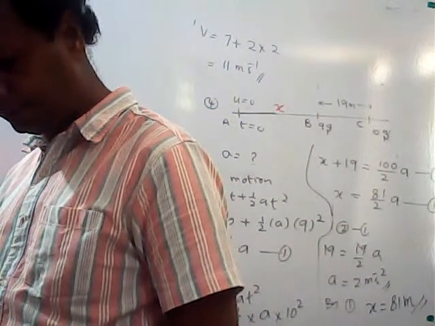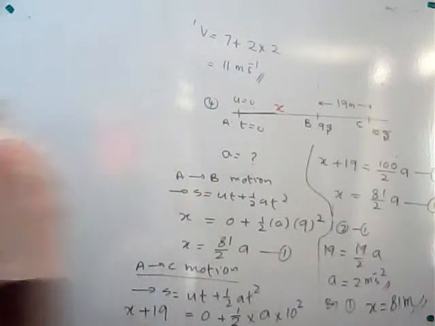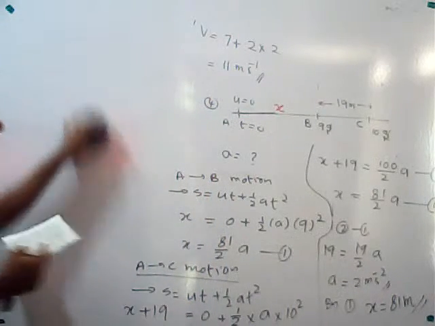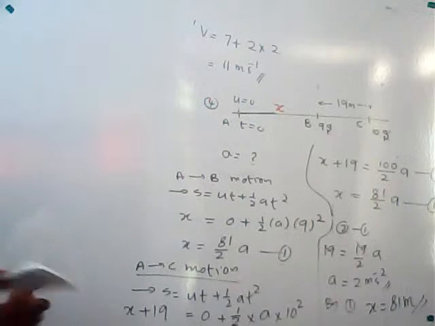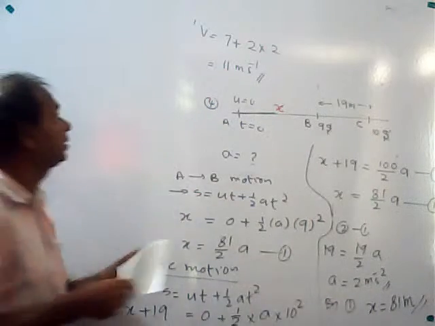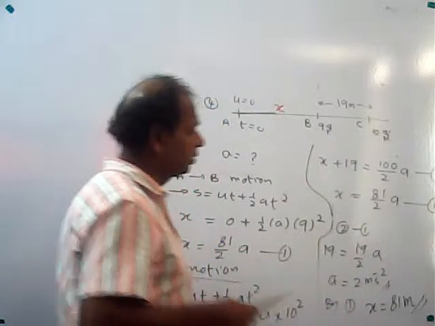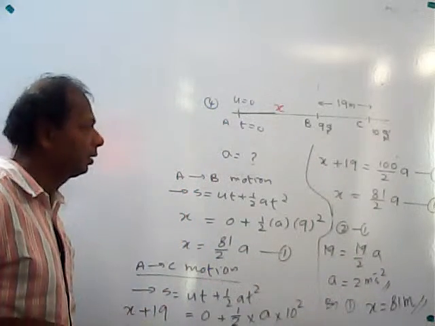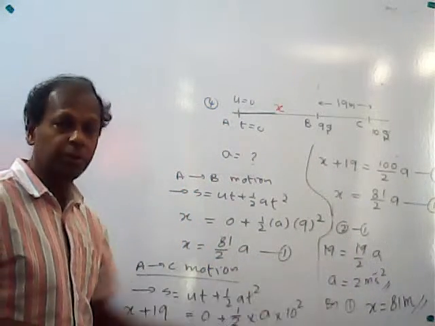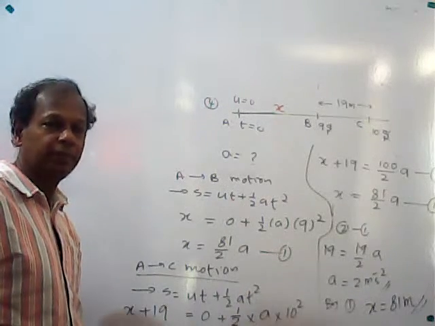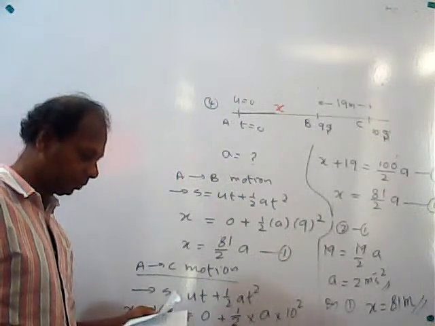Then number 5. So the answer to this question number 4: the acceleration is 2 m s minus 2. The distance traveled in the first 9 seconds is 81 meters.